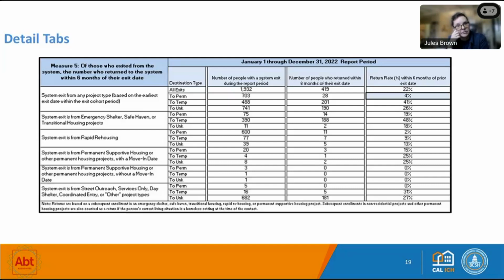That's how measure 5 is broken down for returns. Again, it looks a little gnarly, but it's really just showing you where they left from, where they were going, where they said they were going to, and then whether they came back or not.